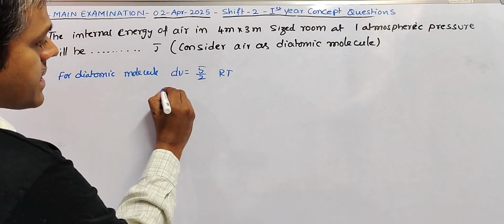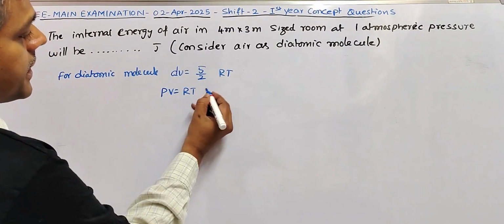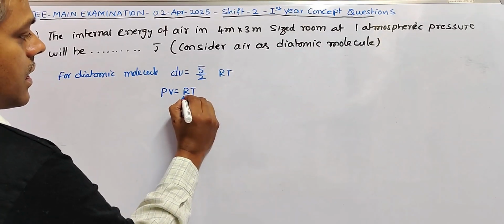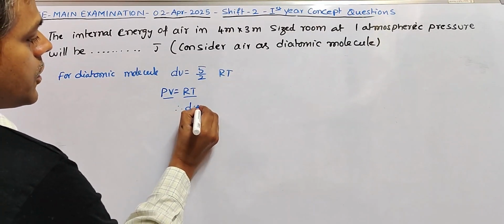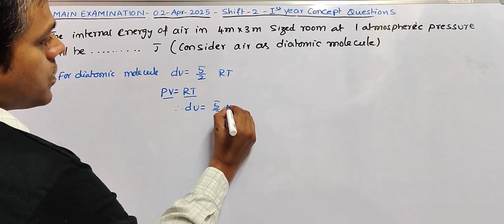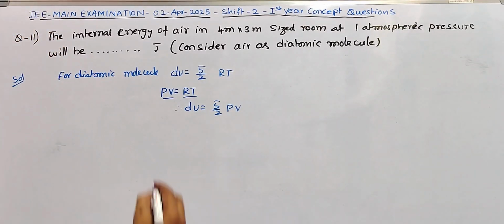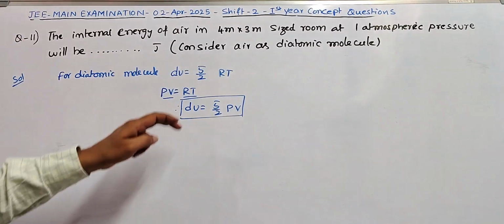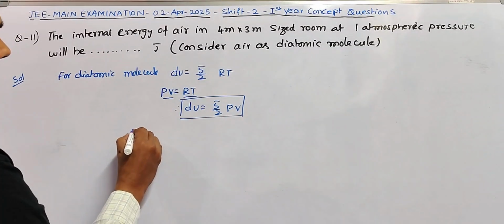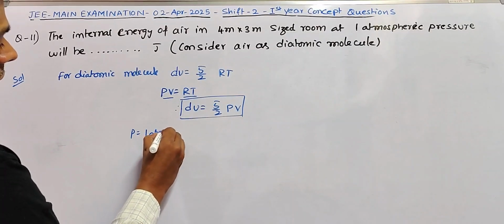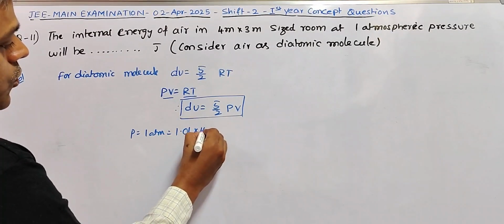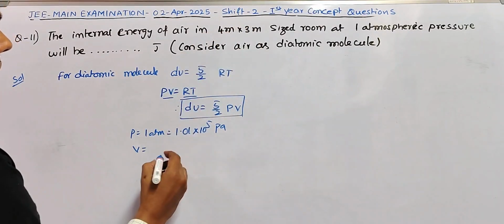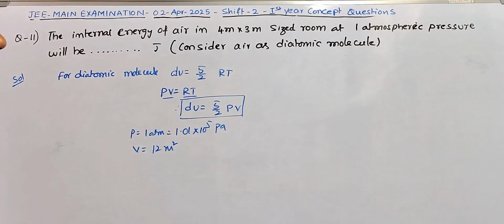From the ideal gas equation, PV is equal to RT. This RT is replaced by PV. Therefore, U is equal to 5 by 2 P into V. So this is the energy of a diatomic gas. Here pressure is given: 1 atmosphere, 1 atm equal to 1.01 into 10 power 5 Pascal. Volume of the room is 4 meter into 3 meter, that means 12 meter square.